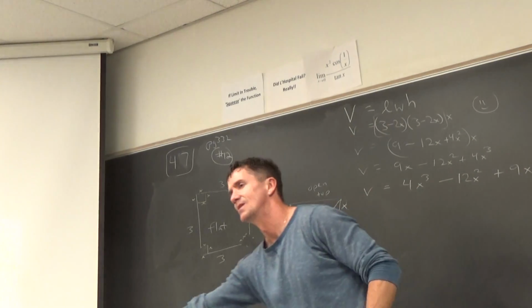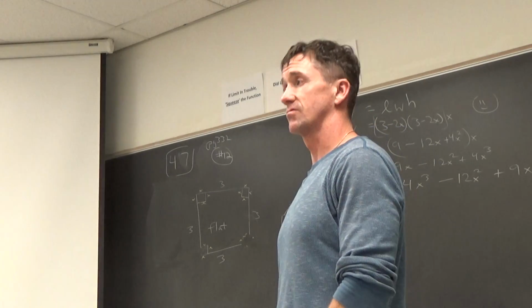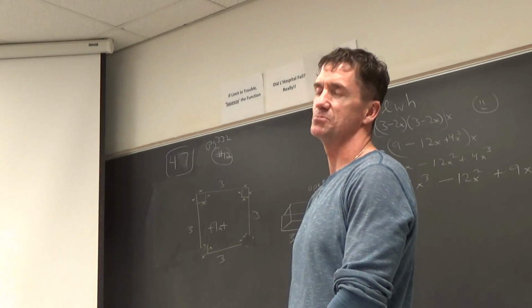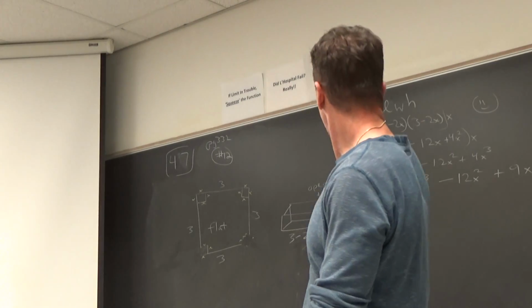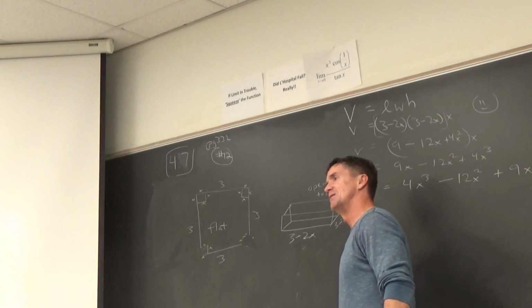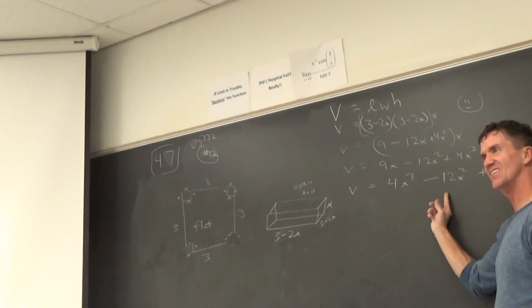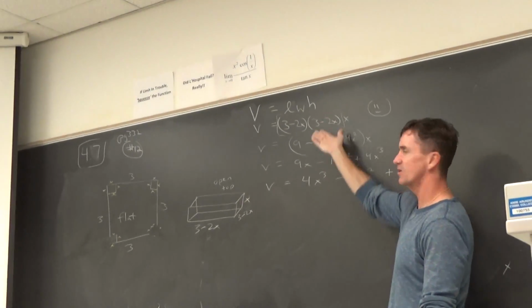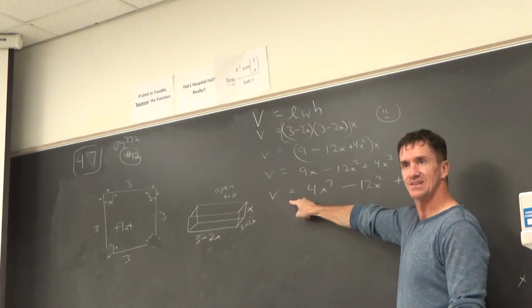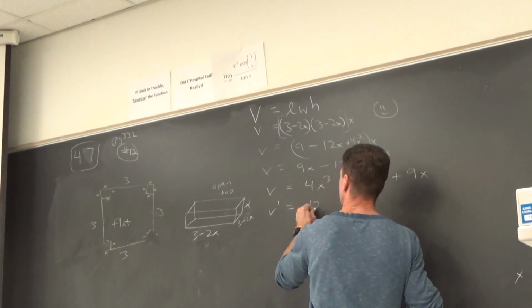Now, common error. For test 3, common error for the final exam. Student does all this beautiful work, all this great stuff, and they set that equal to 0. Is that what I did? No, don't do that. Is this what you set equal to 0? You go, I did all this work though, don't I? No, I have to take the what? I'm trying to maximize the volume. V prime, which is what?